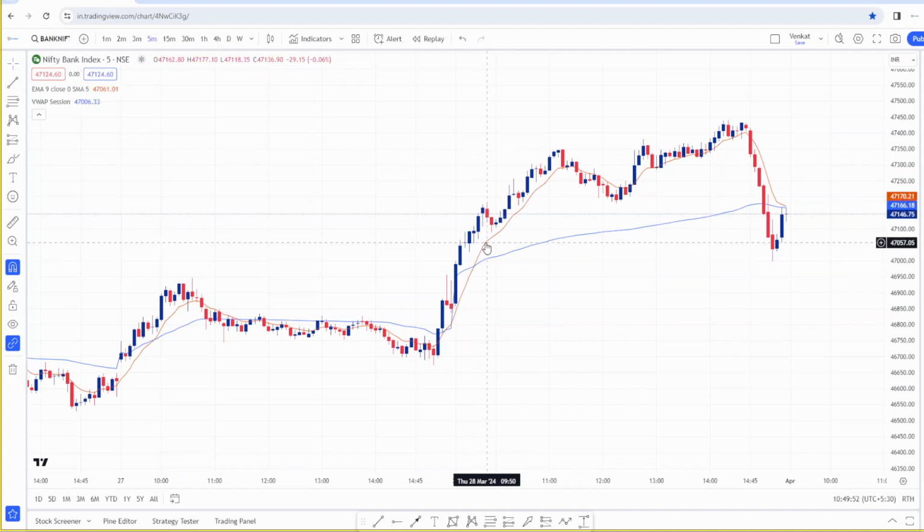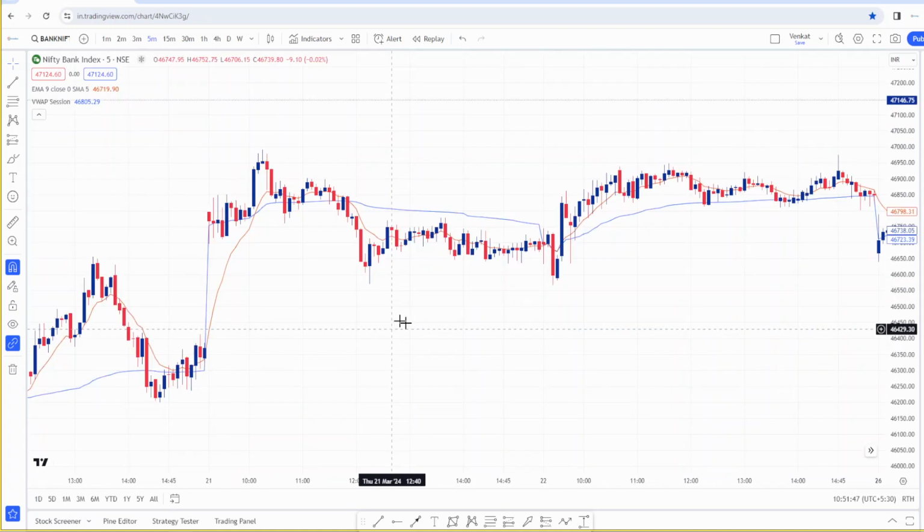How can you trail your position by using this moving average? When the price is above this moving average, you can hold your long position. Whenever price breaks this, that is here at this point, where price has given a breakdown of this moving average, here you can exit. In this way, you can hold your position for a long time.